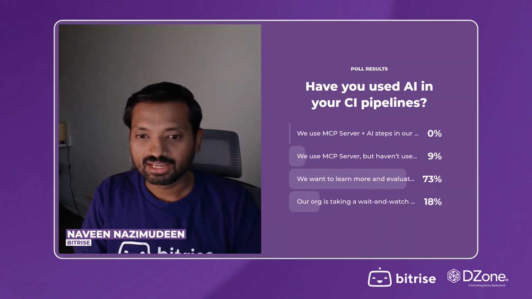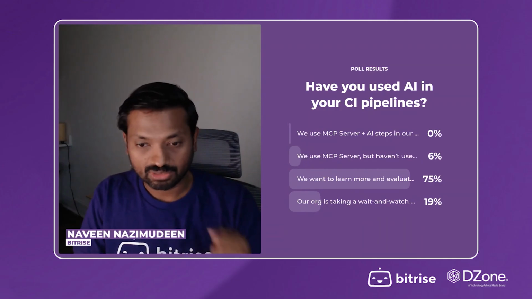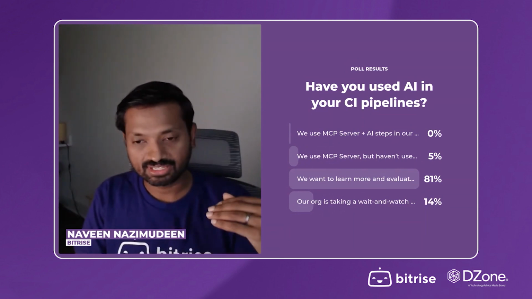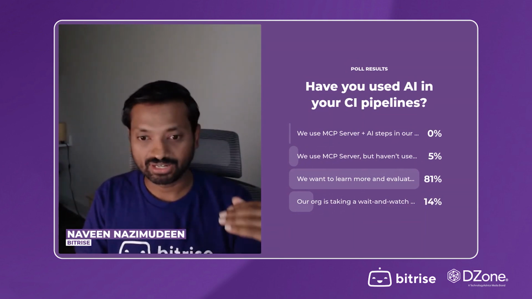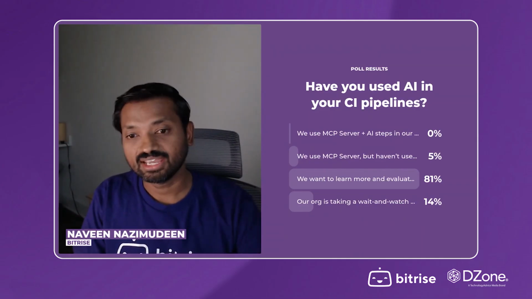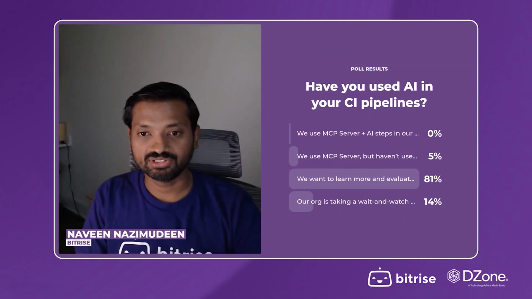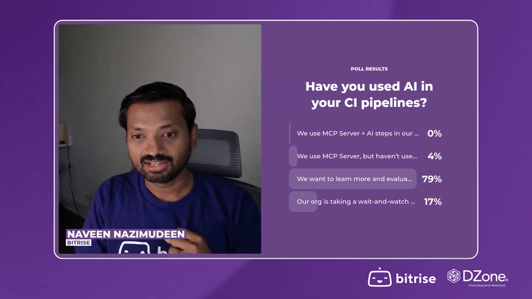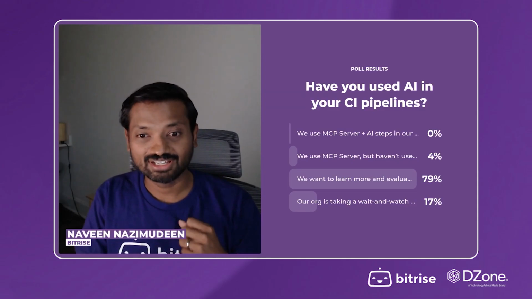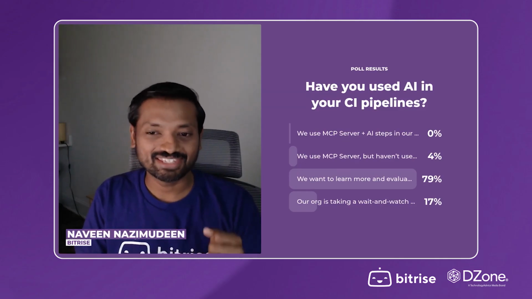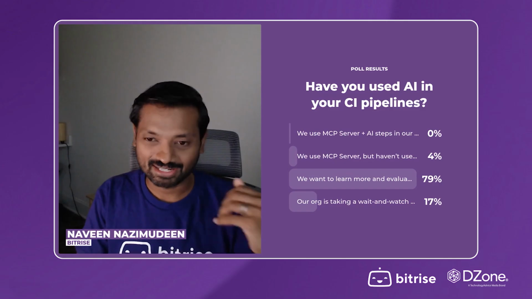That's great. I can see a lot of you waiting to learn more about it. We are in the learning phase, and AI is reaching the stage where a lot of our customers, what we're seeing is they want to experiment with it and identify the value proposition. That's fantastic. 80% of you, that's fantastic. And I can see 4% of you have used MCP server. Great. And the AI steps, yes, that's the next step here to AI adoption within CI.